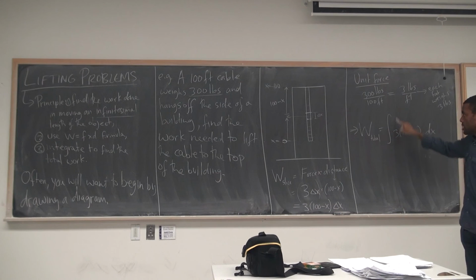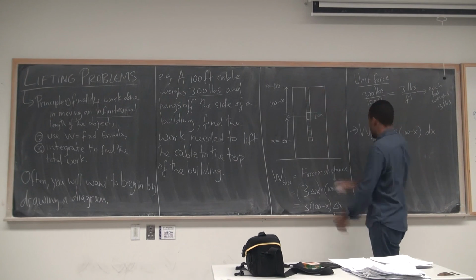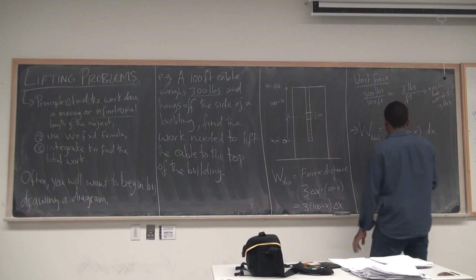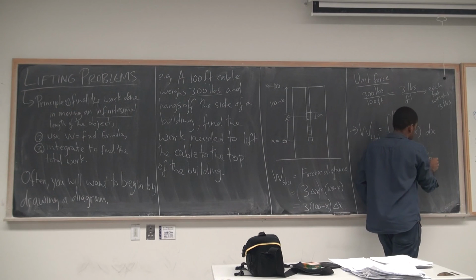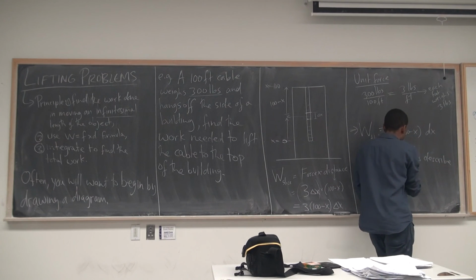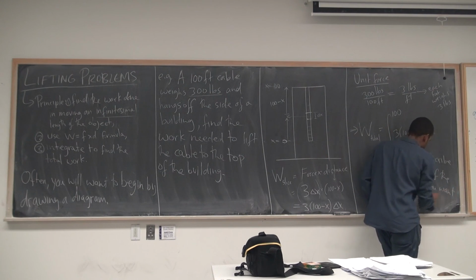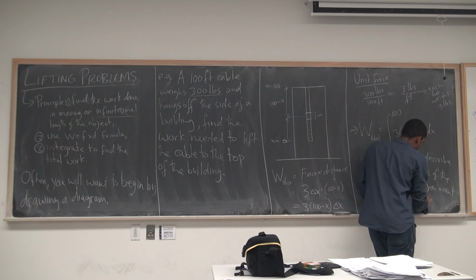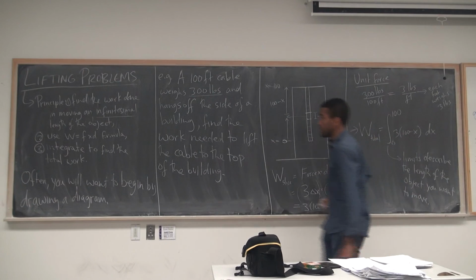What is the distance here? 0 to 100. Right, I want to move the entire rope, right? So all points from 0 to 100. So in this conceptualization of work, the limits describe the length of the object you want to move. So I want to move the length from 0 to 100.